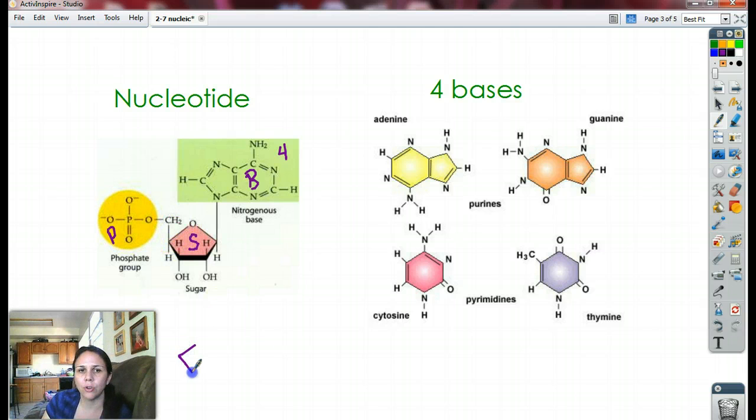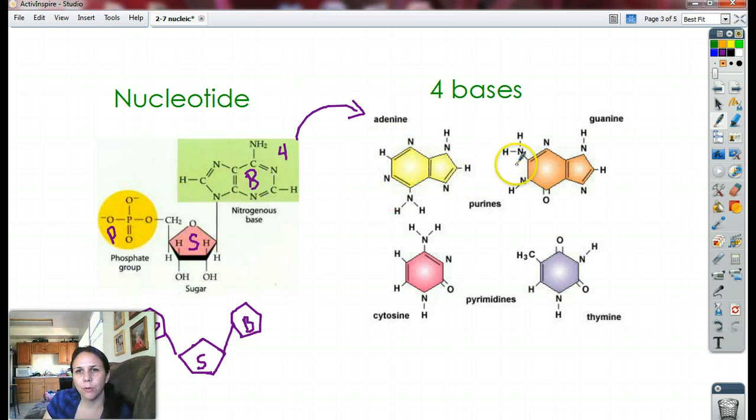So if I were to draw this simple for you guys to reproduce it, I would do sugar. I would do, I don't know, whatever shape you want, base, and then over here, a little circle and phosphate. So there is a simplified nucleotide. Now remember, we said there's 4 different types of bases. So if we look at this one right here, that appears to be, see, NH2, that looks like adenine.